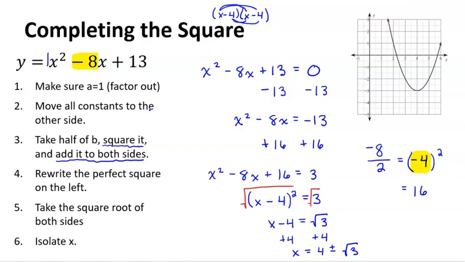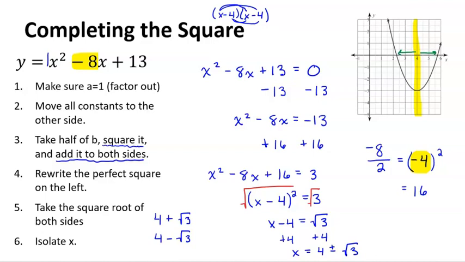That means I have two different possibilities for my numbers. I can have 4 plus the square root of 3, and I can have 4 minus the square root of 3. And that makes sense because when I look at my axis of symmetry, it is at 4. And then what it's asking us to do is subtract the square root of 3, and we get this root. And then we're going to add the square root of 3 and get the other root.